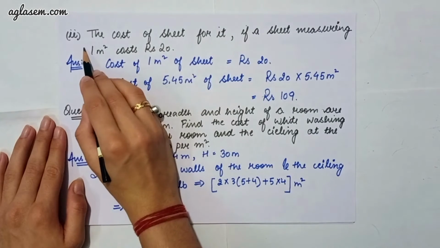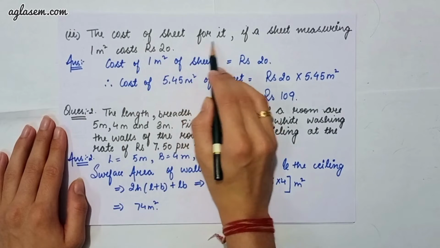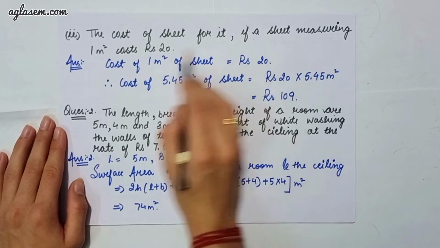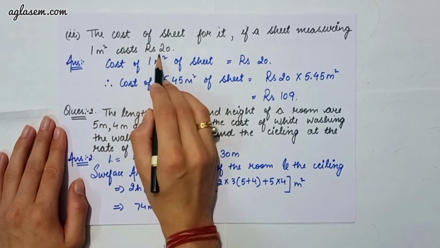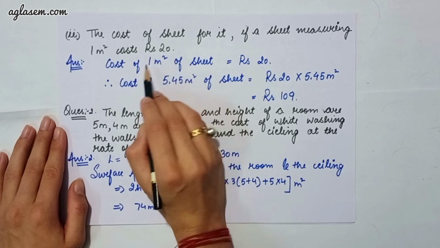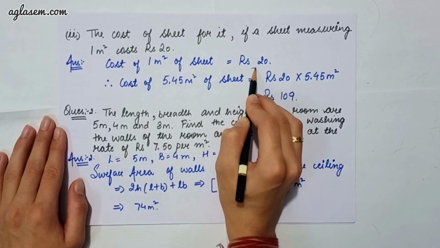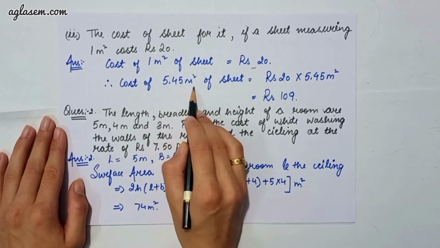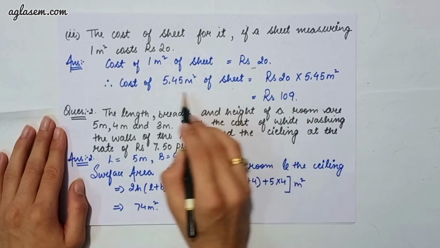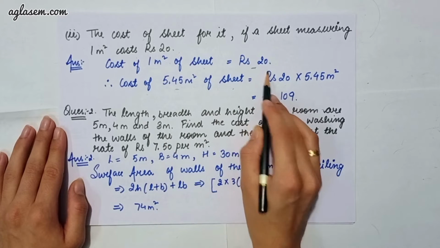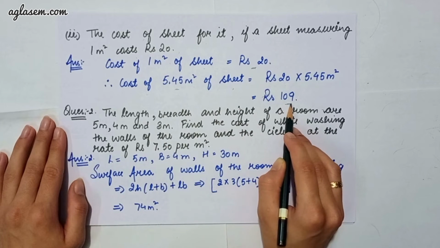Moving to our second part, which says the cost of the sheet for it, if a sheet measuring 1 meter square costs rupees 20. So the answer is cost of 1 meter square of sheet, which is 20, given to us. Then the cost of 5.45 meter square of sheet will be, we have to multiply this by 20. So the answer will be rupees 109.